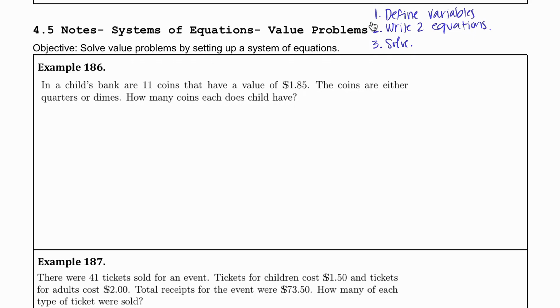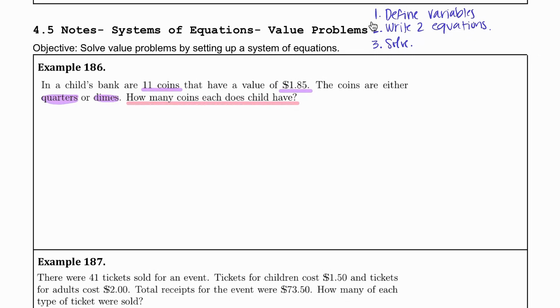If we read through this problem, in a child's bank are 11 coins. I'm going to underline things that are important. 11 coins that have a value of $1.85. The coins are either quarters or dimes. And what we're trying to find is how many of each coin this child has. So how many are quarters, how many are dimes?